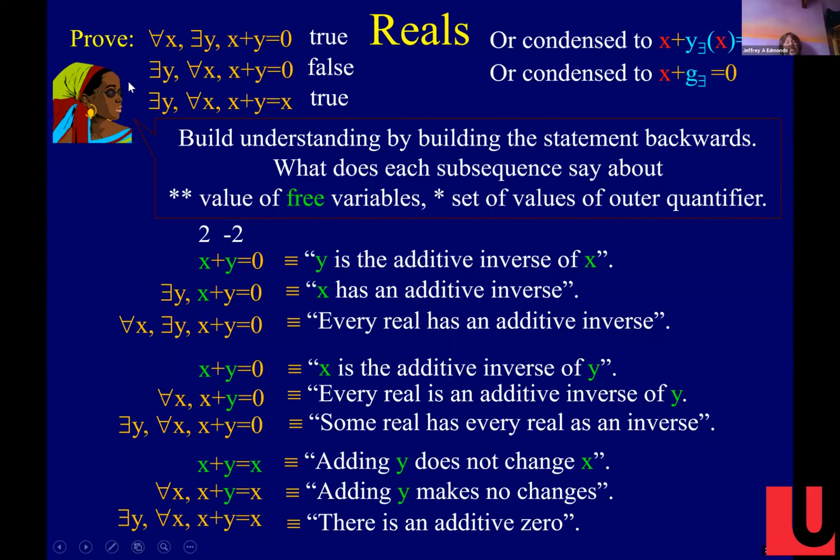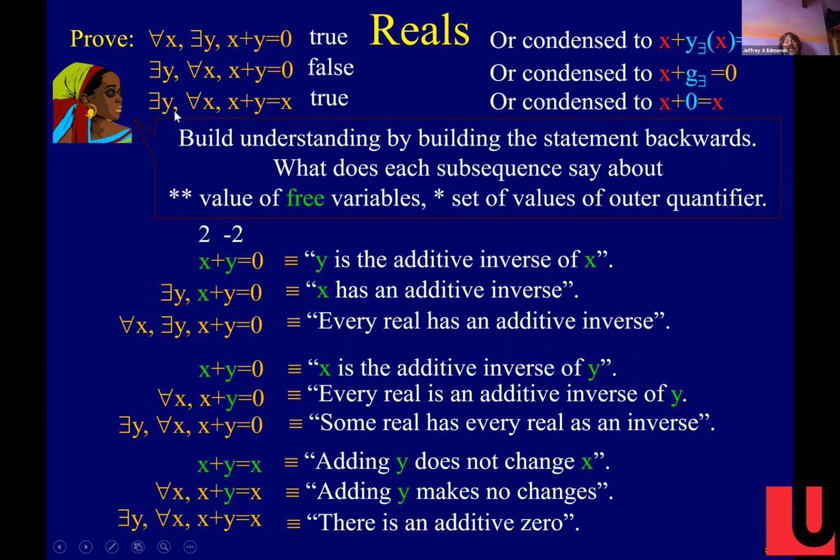And what about this one? This says there's one fixed y, such that no matter what x you add to it, you get 0, right? One fixed y such that no matter what x you add to it, you're going to get 0. And that's just false, right? That's just not true, right?